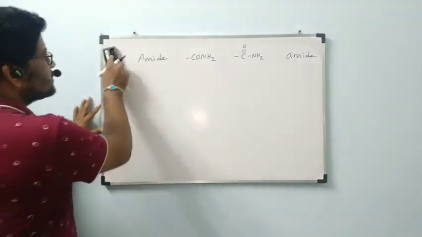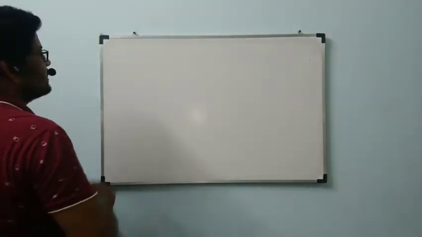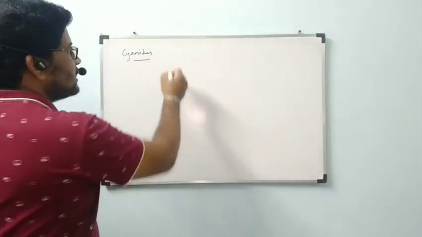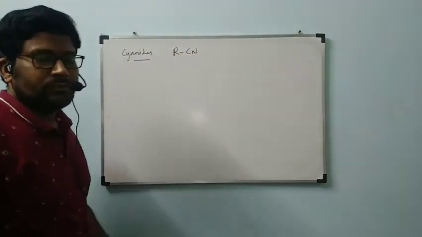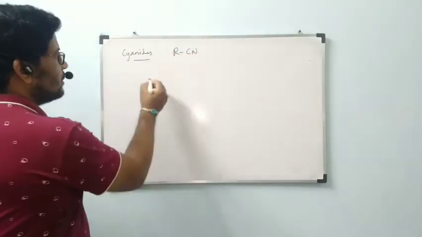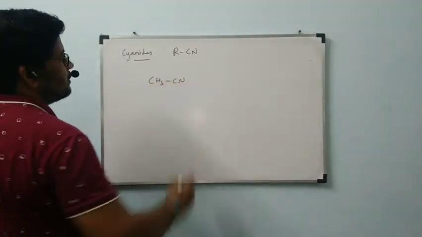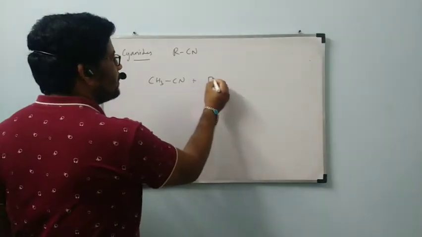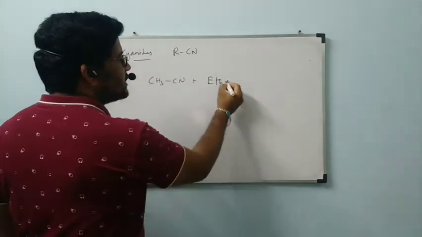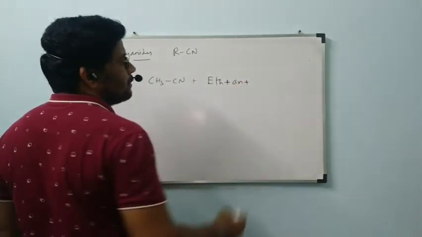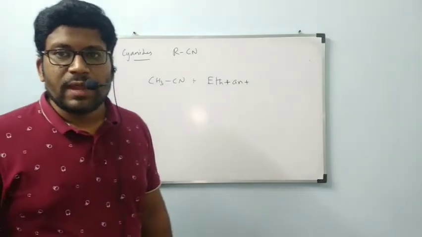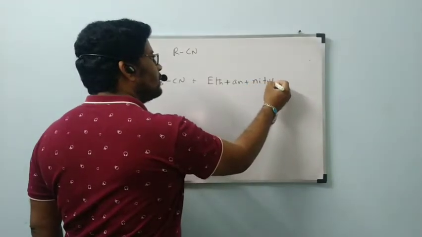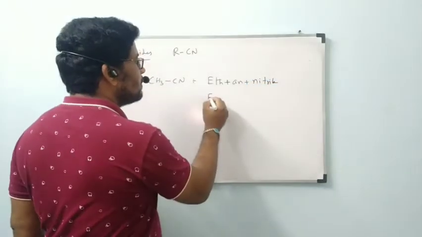Now we will go for the next functional group naming, that is cyanides. Cyanides are generally represented by RCN. Okay, example: CH3CN. How many carbons does this compound contain? 2 carbons. All are single bonds only. Cyanide is present, so we have to give the secondary suffix nitrile. So ethane nitrile. Join them.